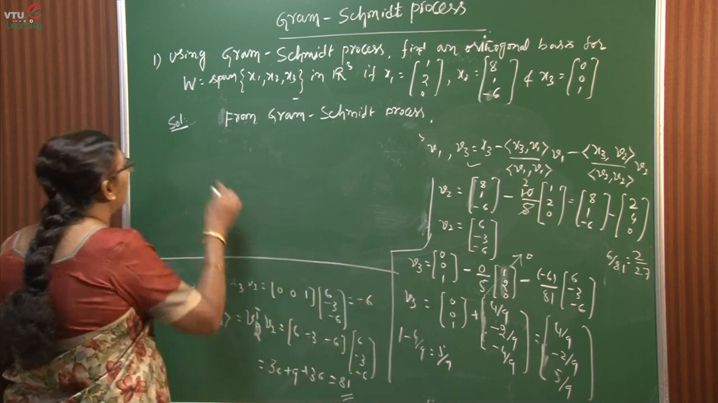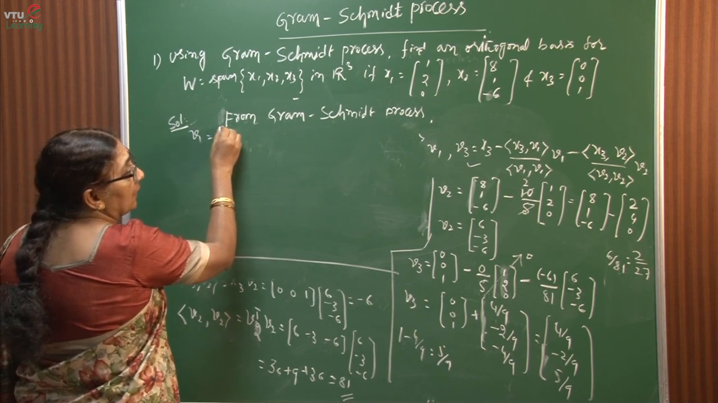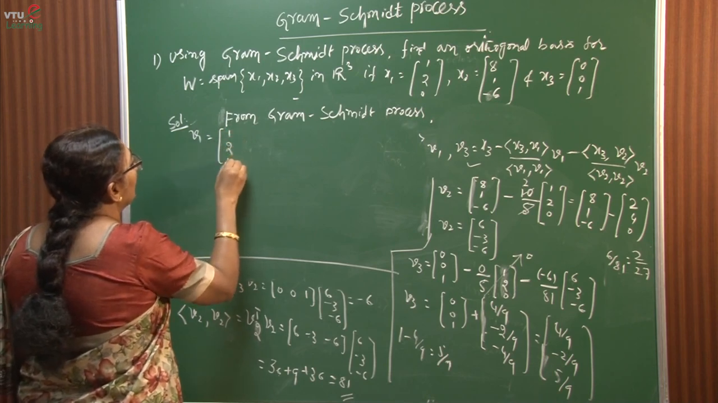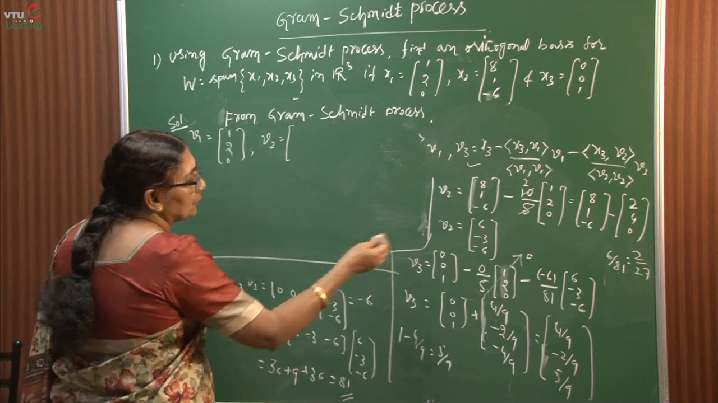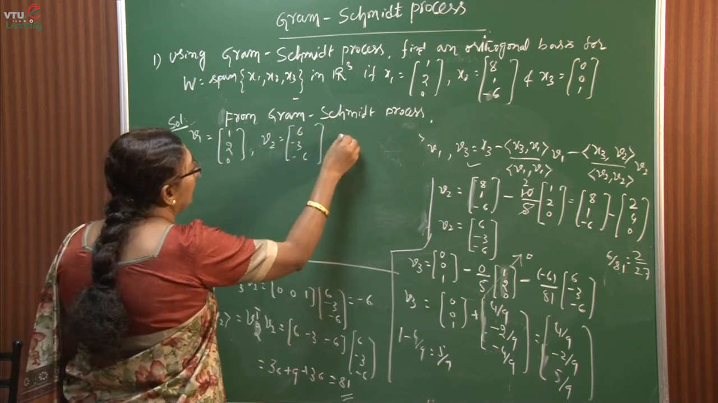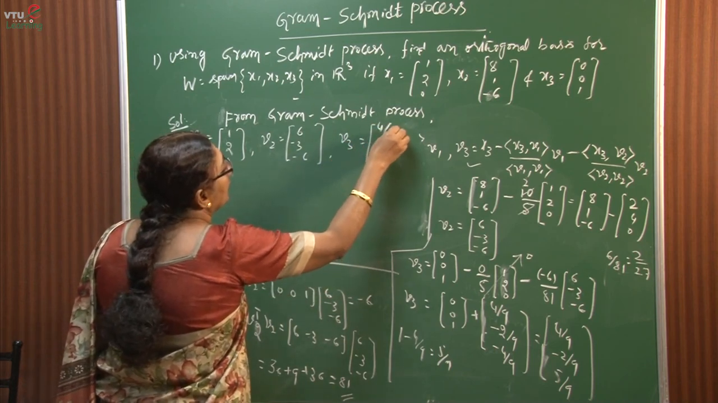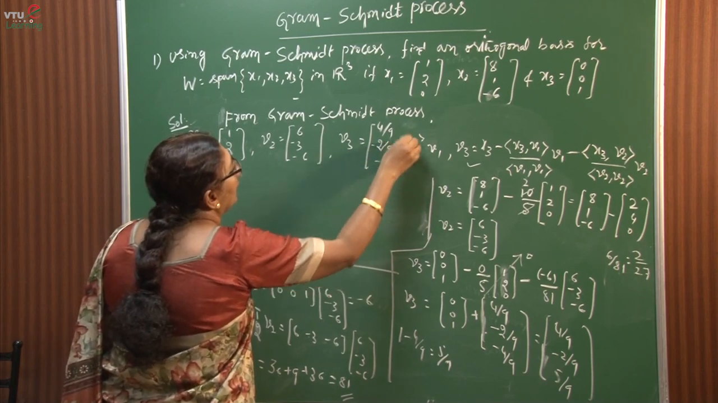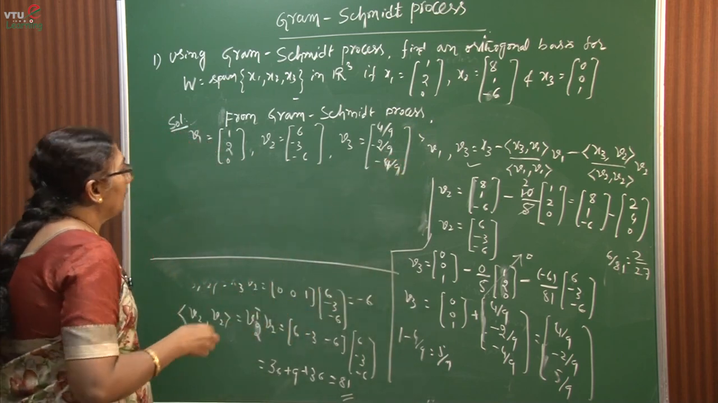Now I'm going to write what is my V1. V1 is 1, 2, 0. What is my V2? V2 is nothing but what we just calculated, 6, minus 3, minus 6, and V3 is what actually? 4 by 9, minus 2 by 9 and minus 4 by 9. Now I want to calculate the inner product of these values.